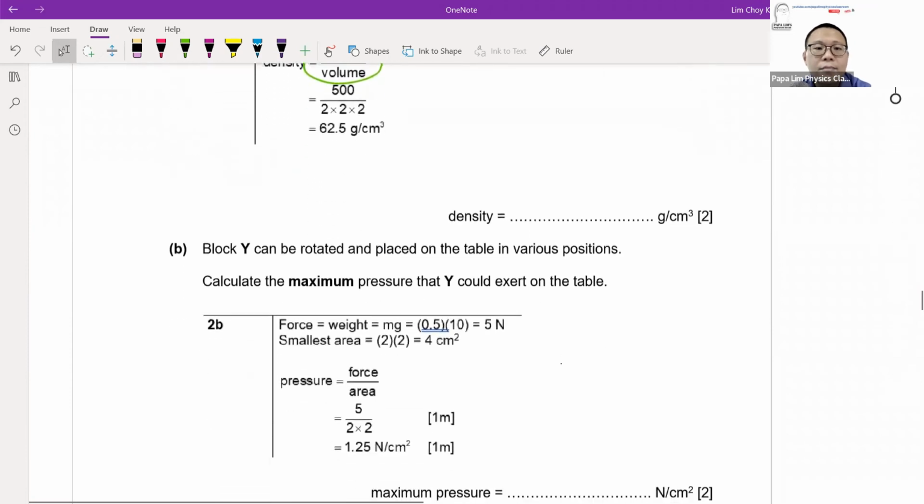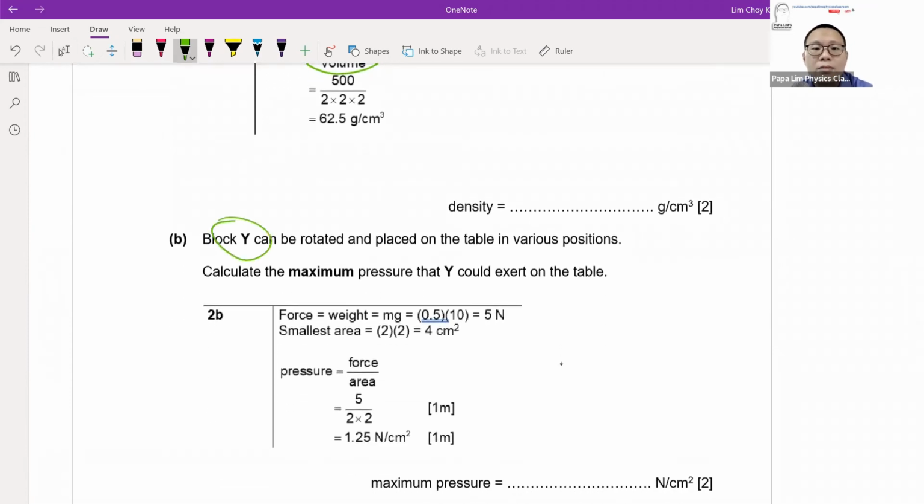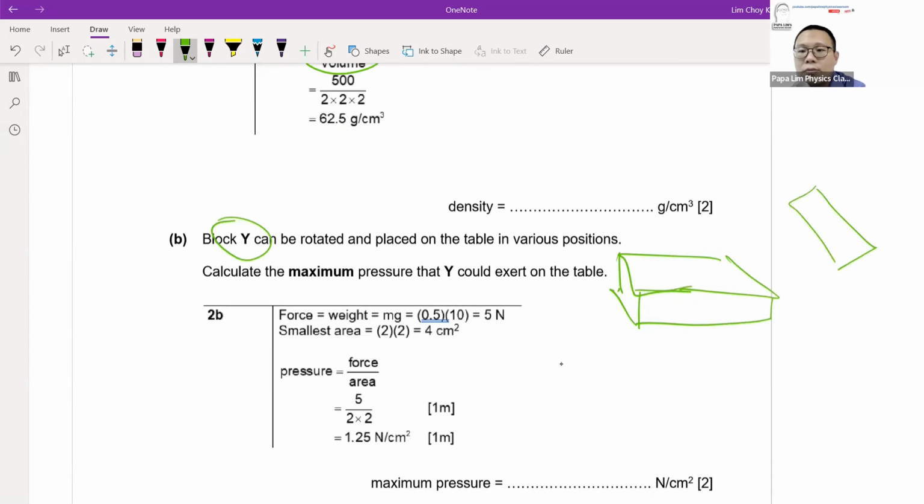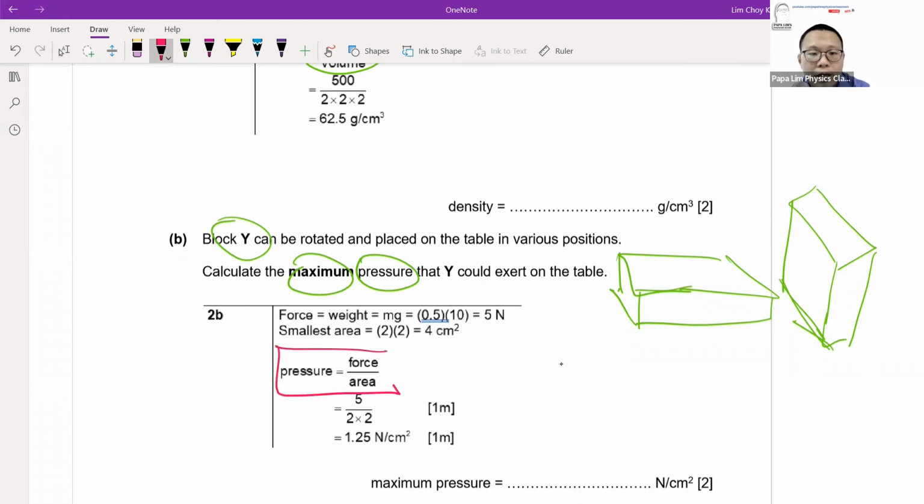Then after that, block Y is rotated and placed on the table in various positions. For example, block Y could be facing downwards horizontally, or block Y could be in this orientation. So this is what we mean by different orientation of box Y. They are looking for maximum pressure. Same thing as part A, use the correct formula. Pressure is denoted by the formula force divided by area.